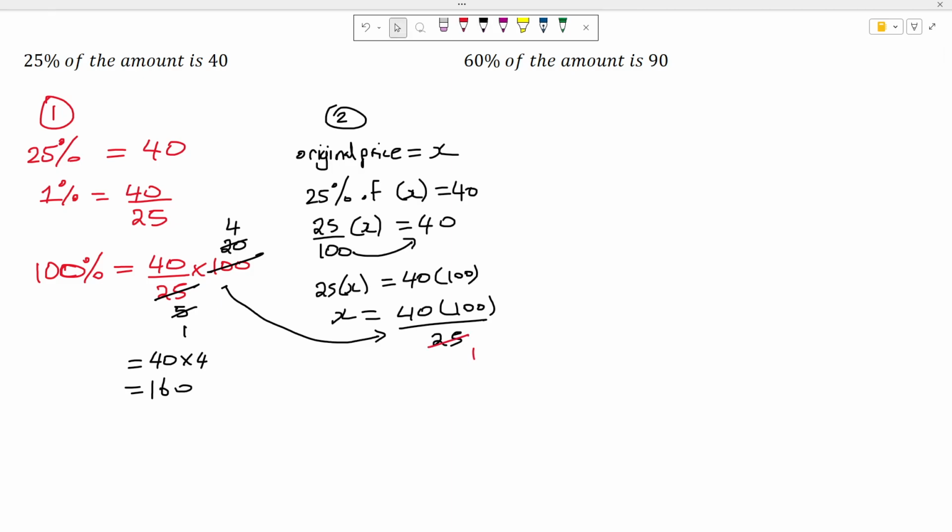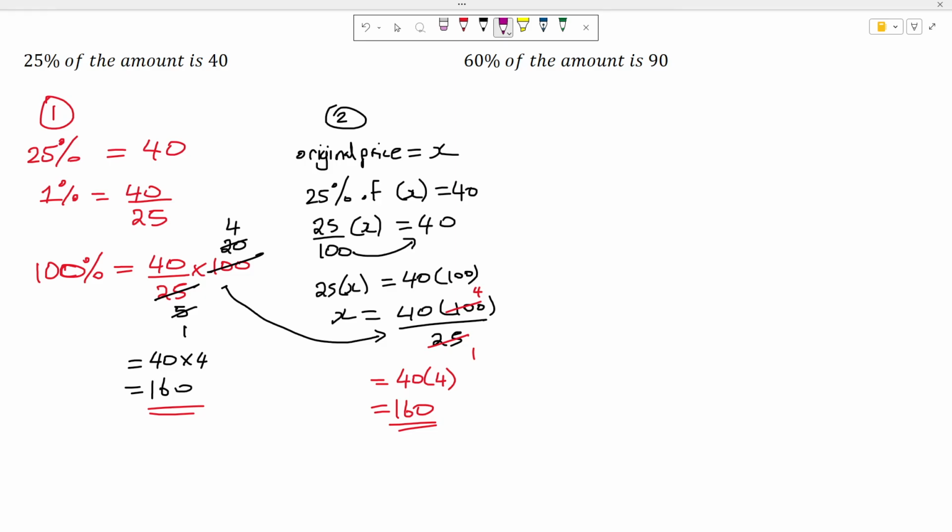25 will change to 1. 100 is going to change to 4. So what do we have? We have 40 times 4, which is equal to 160. So whichever method you do, the answer will still be the same. Now what I want you to do is put on the pause button and solve the second question by yourself, and come back and check if you got the right answer.